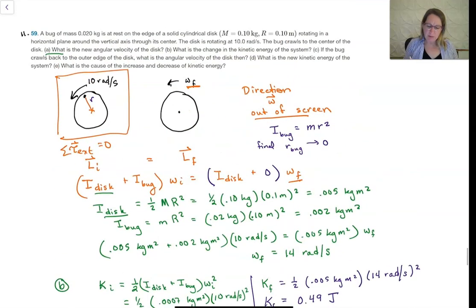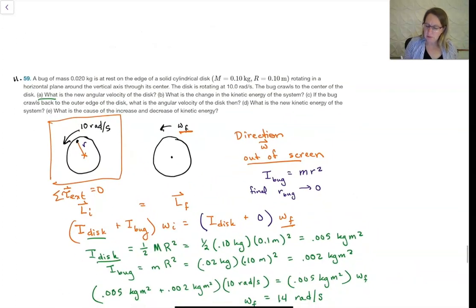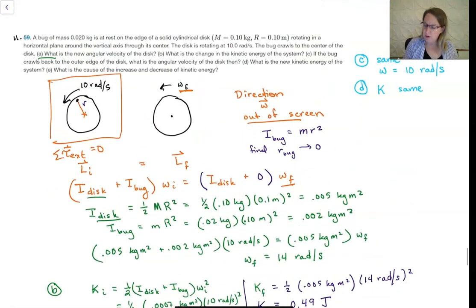Now, the rest of the problem says if the bug crawls back to the outer edge, what's the angular velocity? So for part C, we're going back to the same situation. If there's no friction, then omega goes back to 10 radians per second. I don't have to calculate anything. The bug goes back to the original situation. What's the new kinetic energy? The kinetic energy would then be the same as in the original situation, 0.35 joules.